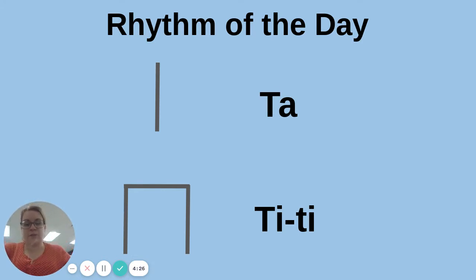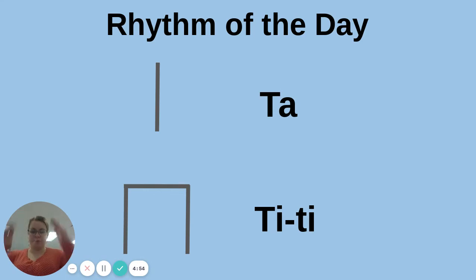The first kind of note just looks like a stick that goes straight up and down. You can see that at the top of your screen there. We call that ta. Ta is a stick straight up and down. Ta isn't fast. It's not super slow. It's just kind of like a medium speed. So when you see a ta, just know that's kind of a medium speed note.